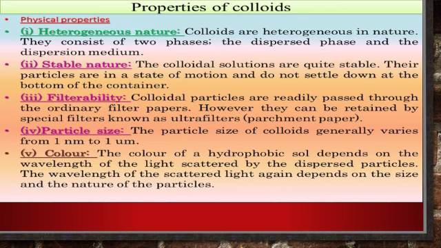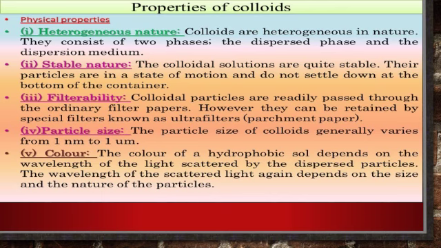So, ordinary filter paper cannot be used for removing the dispersed phase because the size of the pores of filter paper is bigger than the size of the colloidal particles, which can easily pass through the pores of the ordinary filter paper. Therefore, animal membrane can be used to separate the colloidal particles from the crystalloids, because animal membrane does not allow the colloidal particles to pass through it.